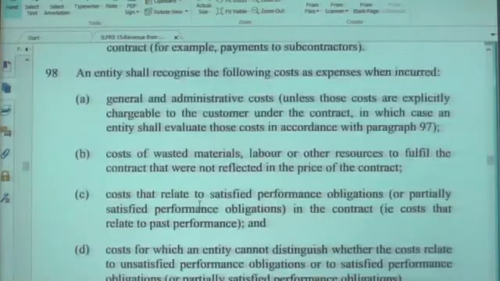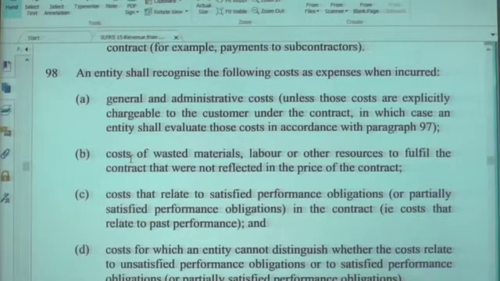Then paragraph 98 mentions costs that cannot be debited into the contract asset. Write down, costs that cannot be debited into the contract asset. Therefore, these costs shall be debited into profit and loss as an expense. General administration. Your company has a receptionist, you are paying salary. Even if you start this contract or not, you have to pay salary for the receptionist. General overhead, general administration goes to the profit and loss, your common P&L.